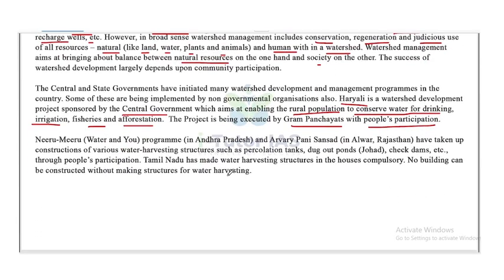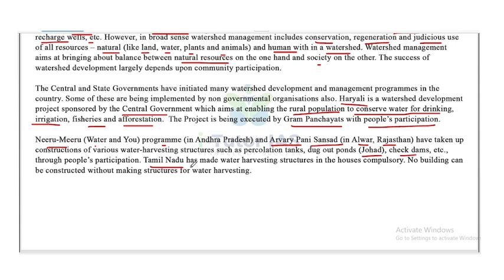Next one, the Neeru Meeru, that means water and you. This program in Andhra Pradesh and Arvari Pani Sansad, that's in Alwar, Rajasthan, have taken up construction of various water harvesting structures such as percolation tanks, dugout ponds, called johads, then check dams, etc. through people's participation. Tamil Nadu has made water harvesting structures in houses compulsory. No building can be constructed without making structures for water harvesting.